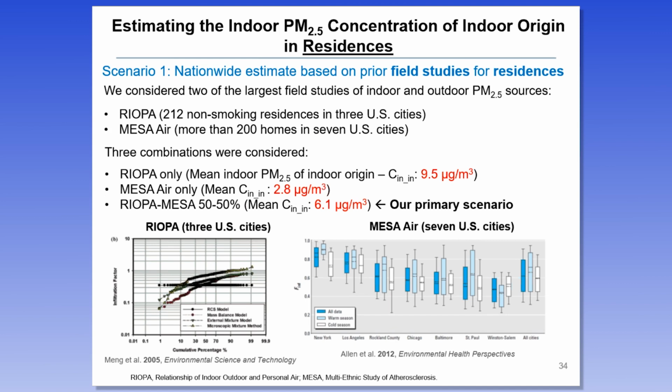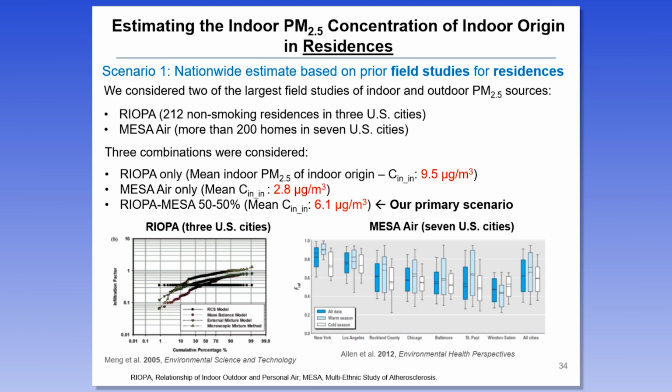For the concentration of PM2.5 inside residences of both indoor and outdoor origin, we considered two scenarios. In the first scenario, we relied on two big field studies for residences. We chose these two studies because they measured and reported the PM2.5 concentration inside and outside, and also the infiltration factor of PM2.5 in the residences simultaneously. So by knowing these three parameters, we could estimate the concentration of PM2.5 of indoor origin inside residences, or C_in.